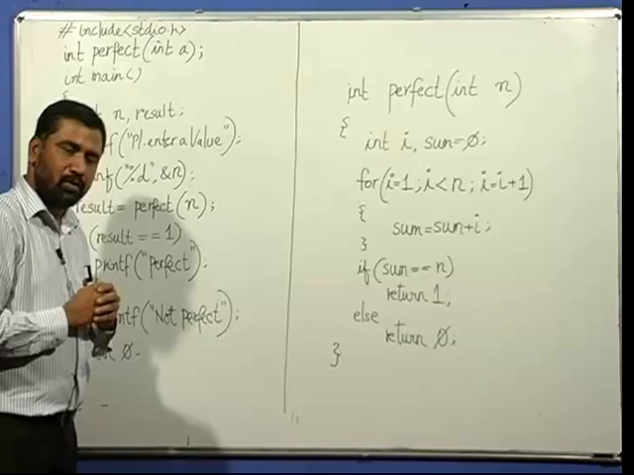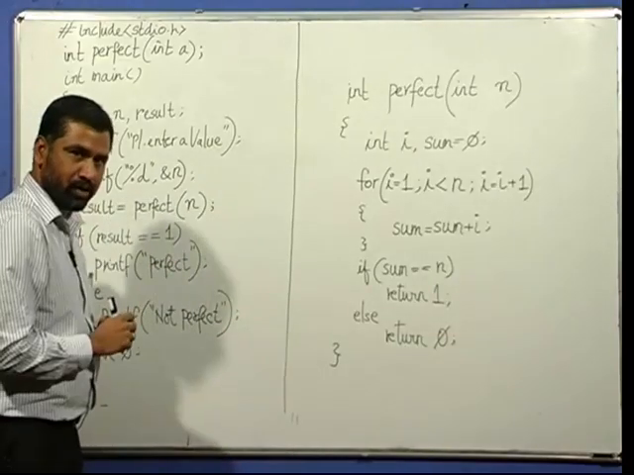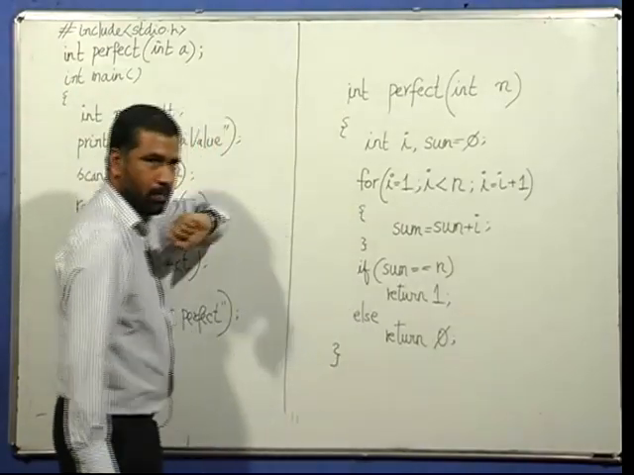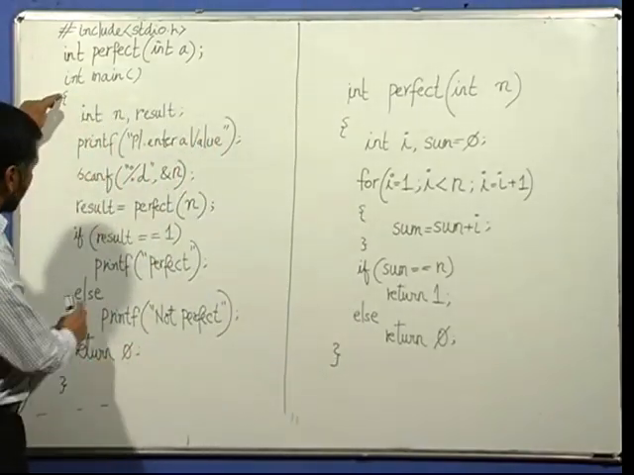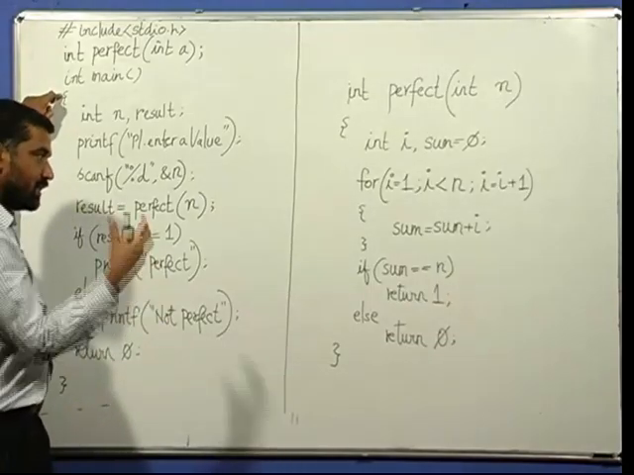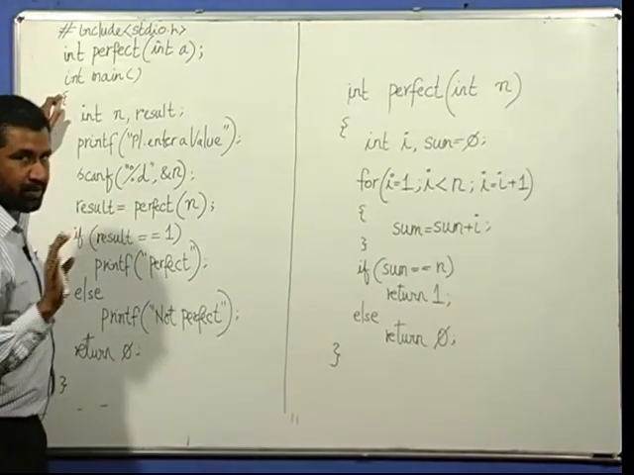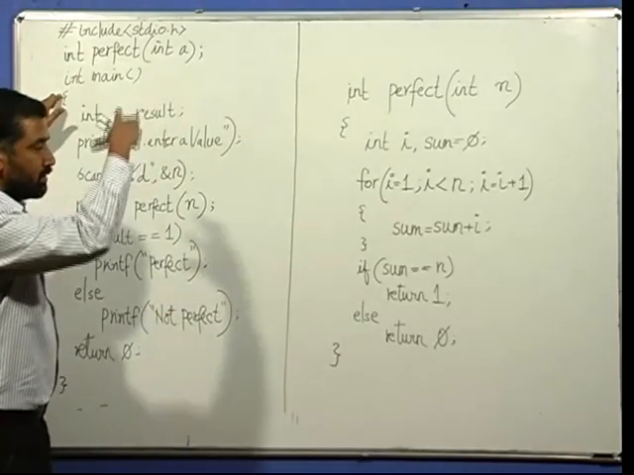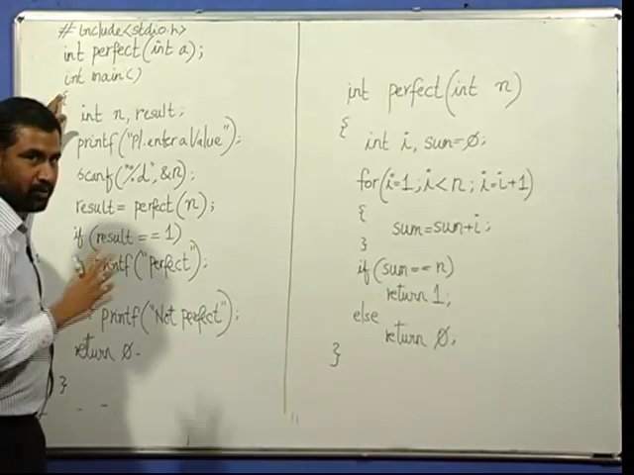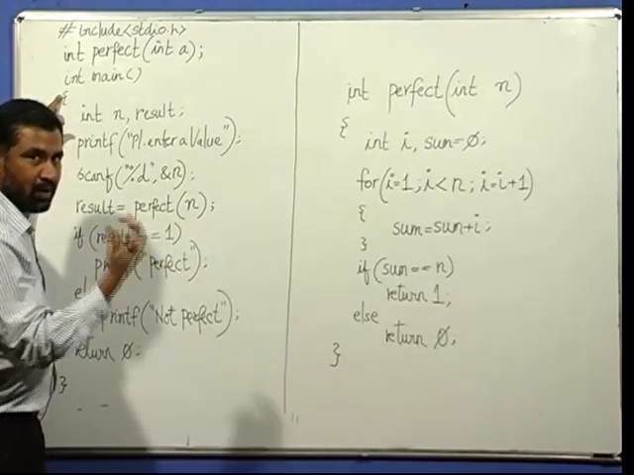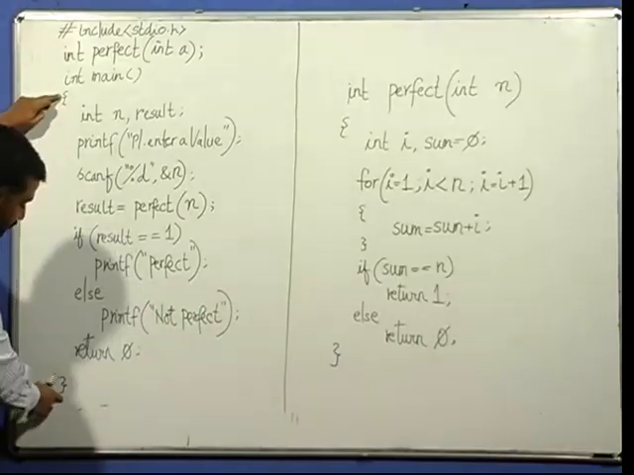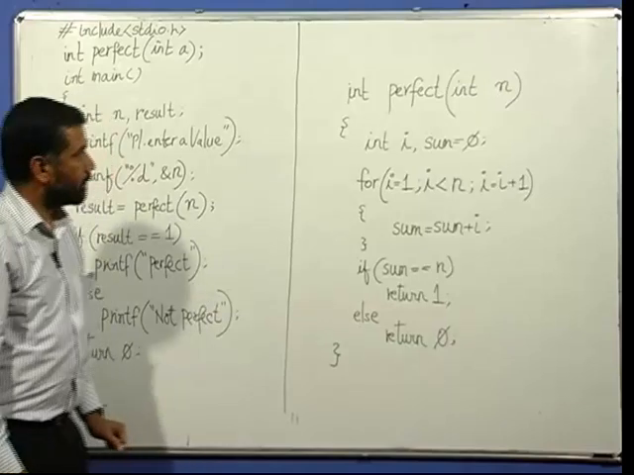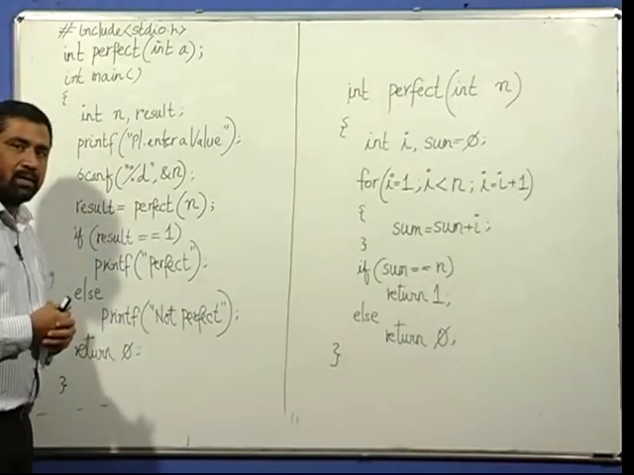Now let us look at the program, which has been divided into two functions. One is the main function, another is the perfect function. Please notice that you can't define one function inside the other function. Nesting of functions is not allowed in C. You can't put the body of one function inside the body of another. You can call them, but you can't put the body inside. The main function begins here and ends here, and after that another function is written.